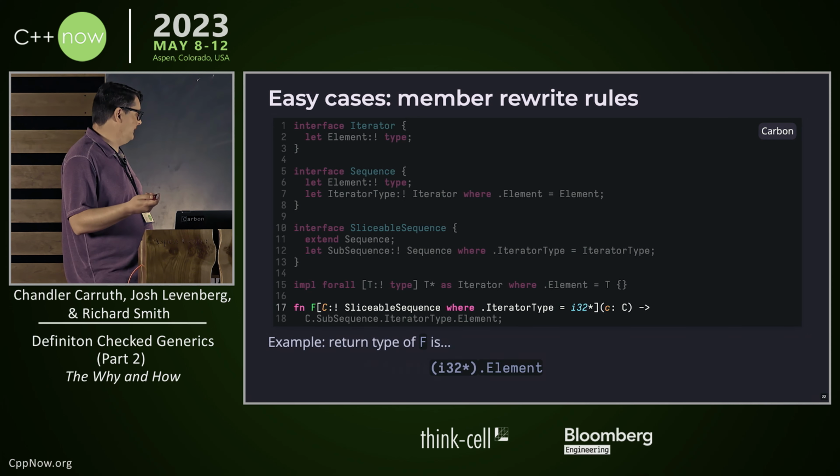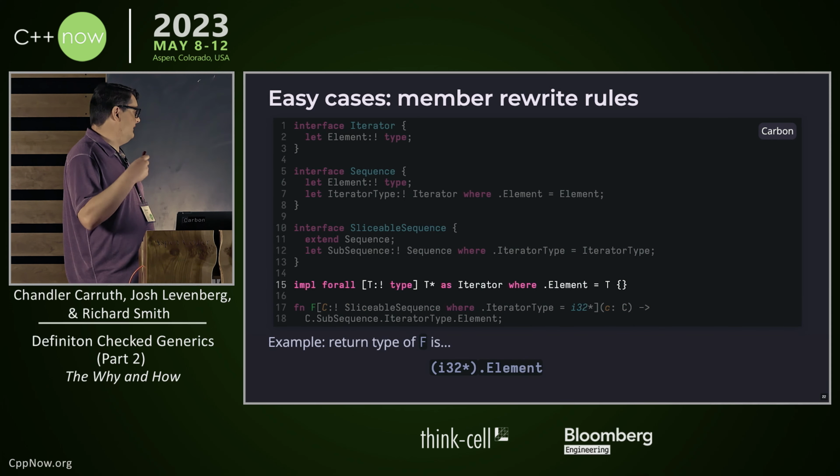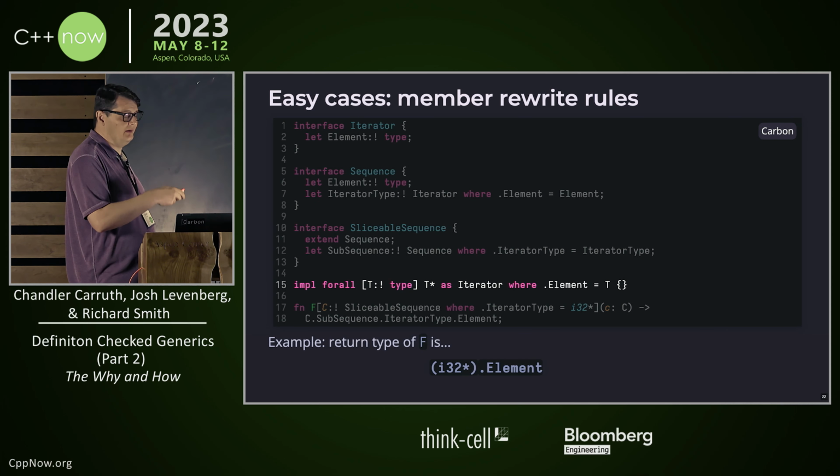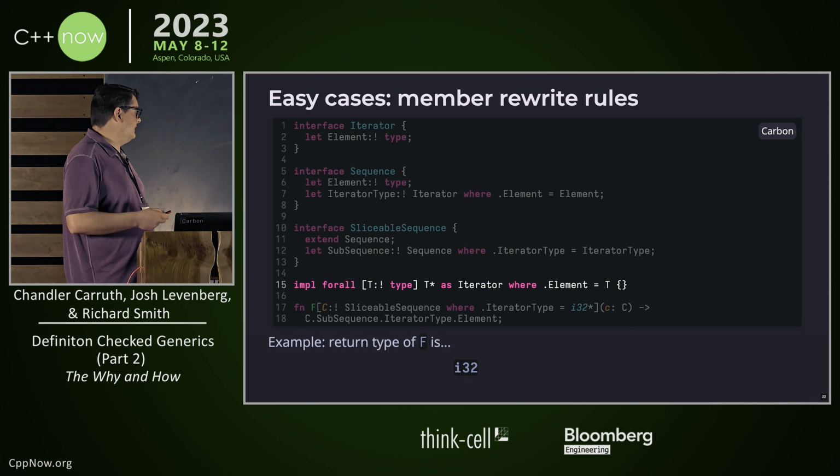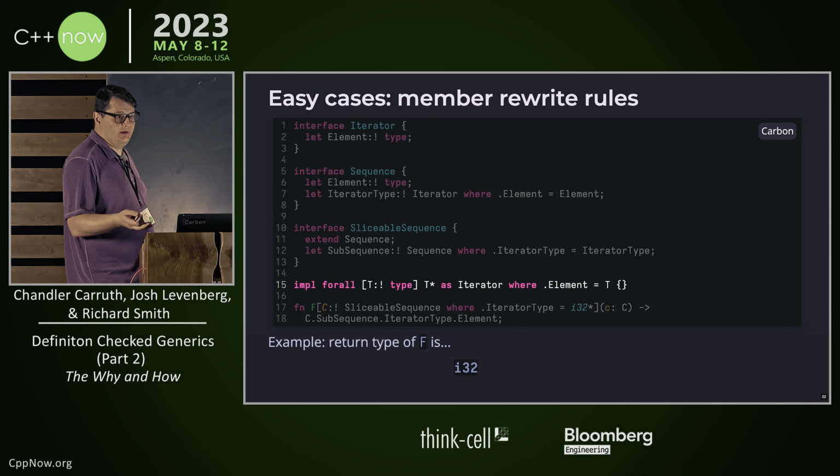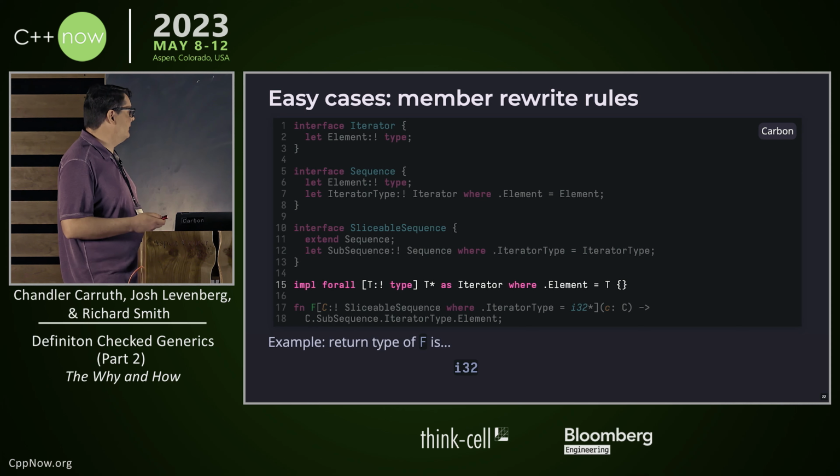And then we have a rewrite for C.iterator type that takes us to I32 star. And so we perform that rewrite. And then we find the impl for I32 star as iterator, and that has a rewrite for the element to T, which in this case is I32. And so we rewrite the return type of f to just I32, which is the result that we were looking for.